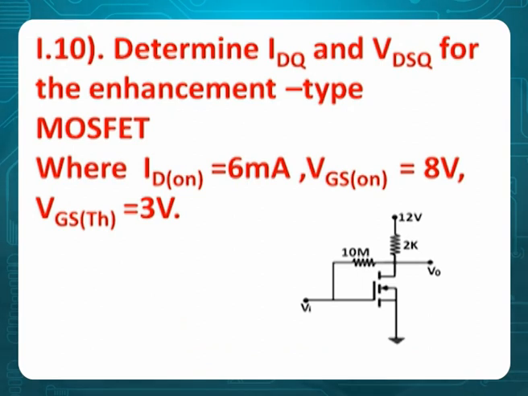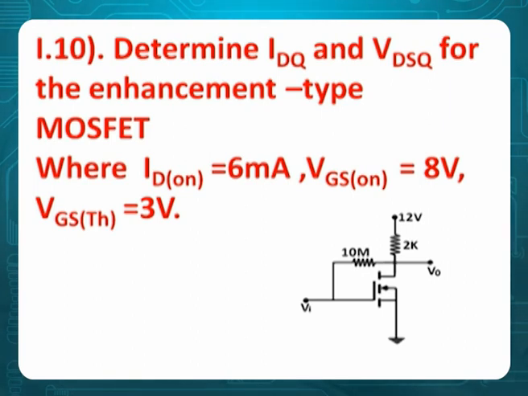Problem 10. Determine IDQ and VDSQ for the enhancement type MOSFET, where ID on is 6 milli, VGS on is 8, and V threshold is 3. This is an enhancement MOSFET, because in an enhancement MOSFET there is no permanent channel. When there is no permanent channel, we show it as a dotted line. So a permanent channel may not be existing.